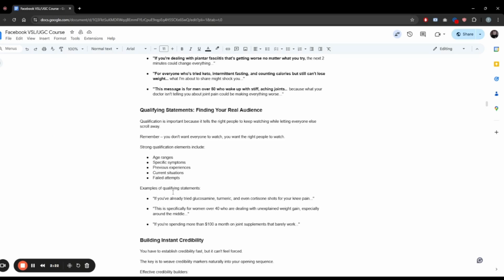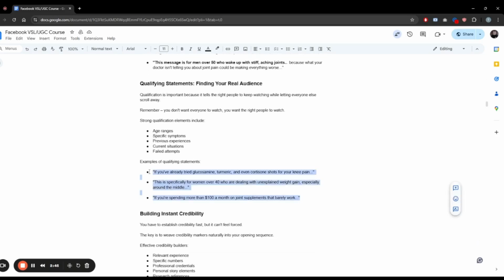Examples of qualifying statements: if you already tried glucosamine, turmeric, or even cortisone shots for your knee pain. This is specifically for women over 40 who are dealing with unexplained weight gain, especially around the middle. If you're spending more than $100 a month on joint supplements that barely work. This qualifies the audience and makes them think, oh, that's me, and it gets them even more engaged because they might feel like they have found a solution that finally fits them really well.